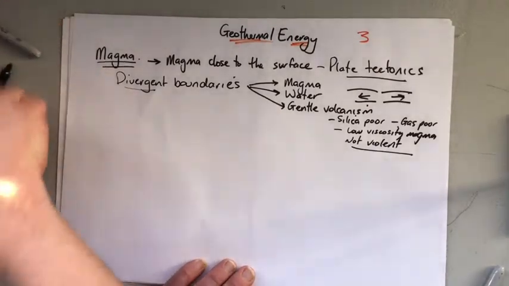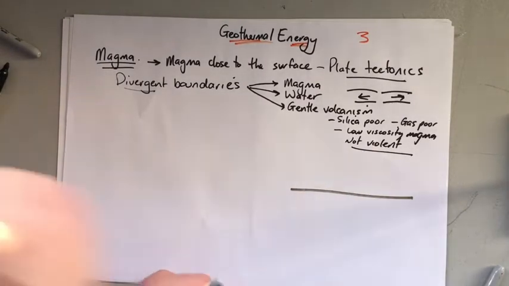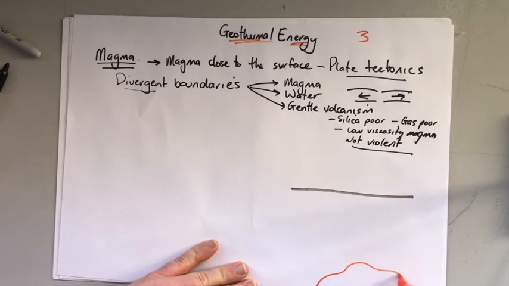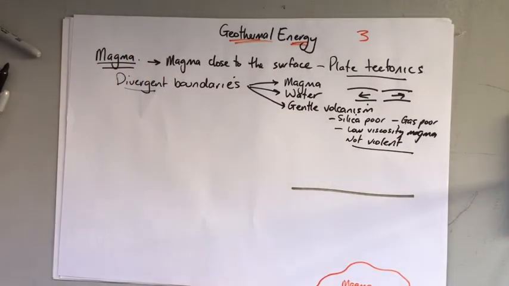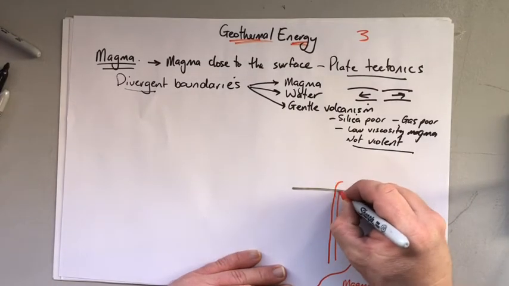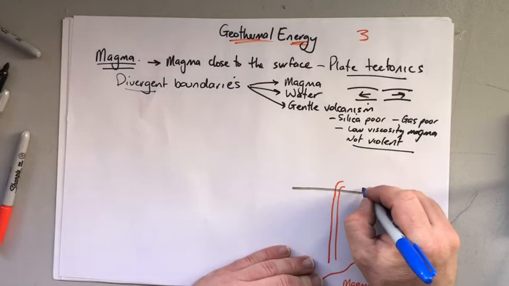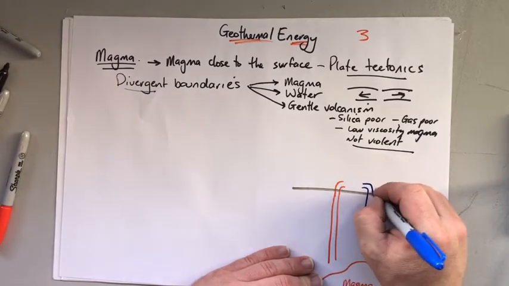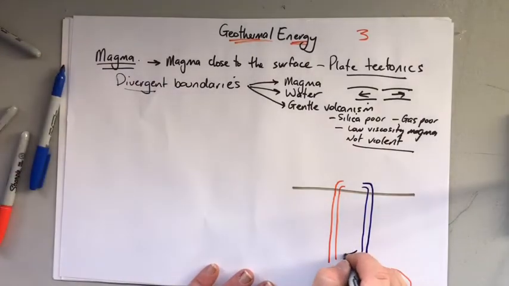Okay, so what happens in this location? I'm going to draw it here. Here's our surface. Here's our magma. And to put it really simply, water is pumped into the ground. Again, fracturing can take place.